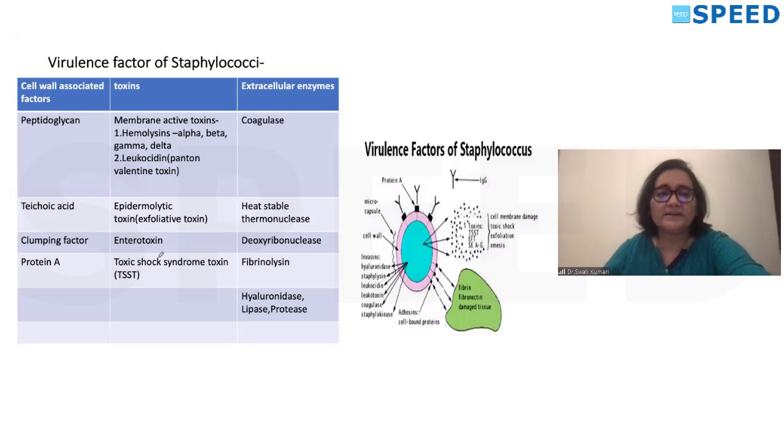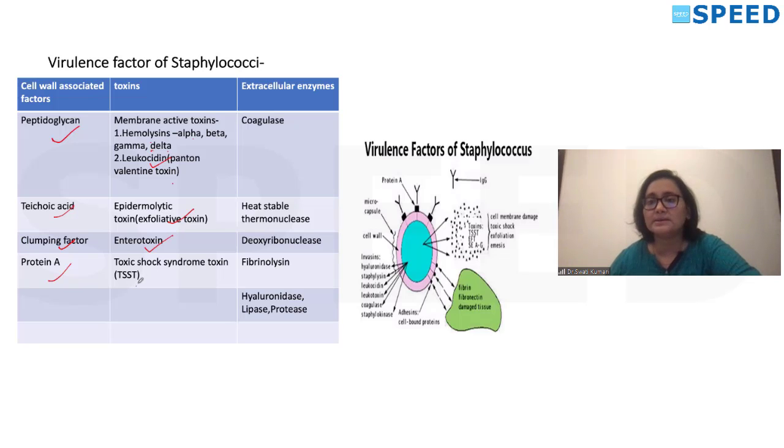In virulence factors, we have their cell wall peptidoglycan, teichoic acid, clumping factor and protein A. These are all your cell wall associated factors. Then we have toxins: hemolysin, alpha, beta, gamma and delta hemolysin. Then we have leukocidin, which is called Panton Valentine toxin, and exfoliative toxin, enterotoxins and toxic shock syndrome toxin, which we commonly write as TSST.